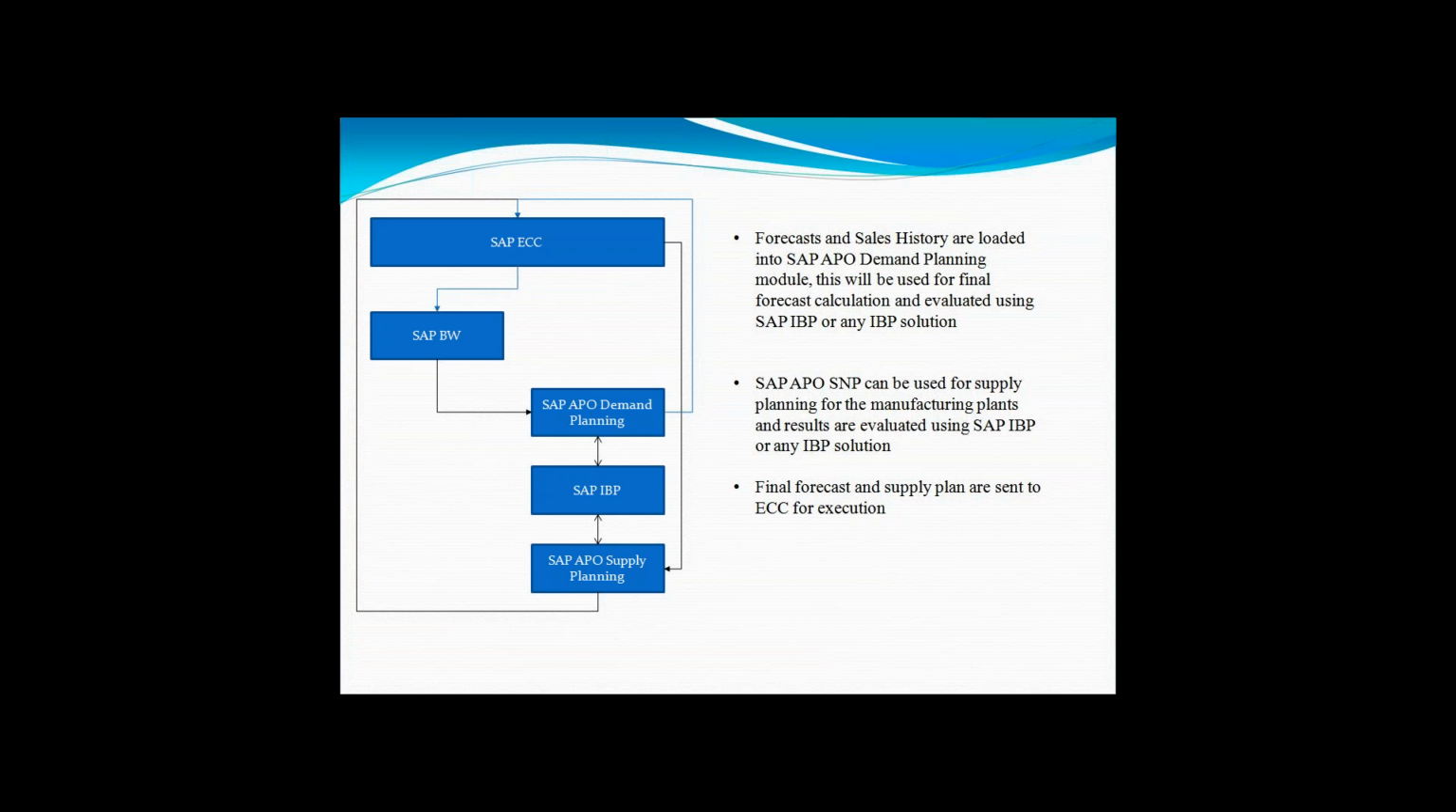They all need to go into the APO module. Only then can the supply planning be successfully executed. And eventually, the output of demand planning, the demand plan, is transferred into ECC again, and the output of the supply plan is also transferred into ECC again. So the demand plan value output goes into the selling plant, and the supply plan output goes into the manufacturing plant.